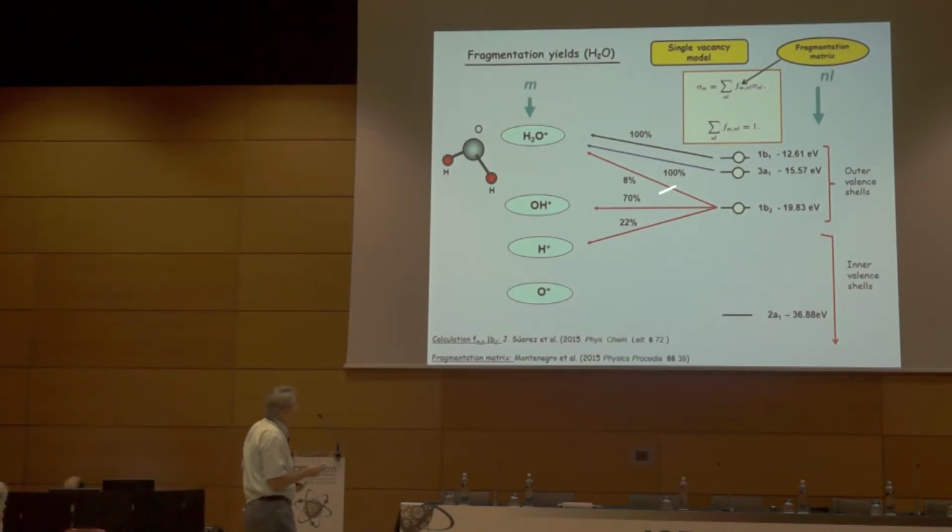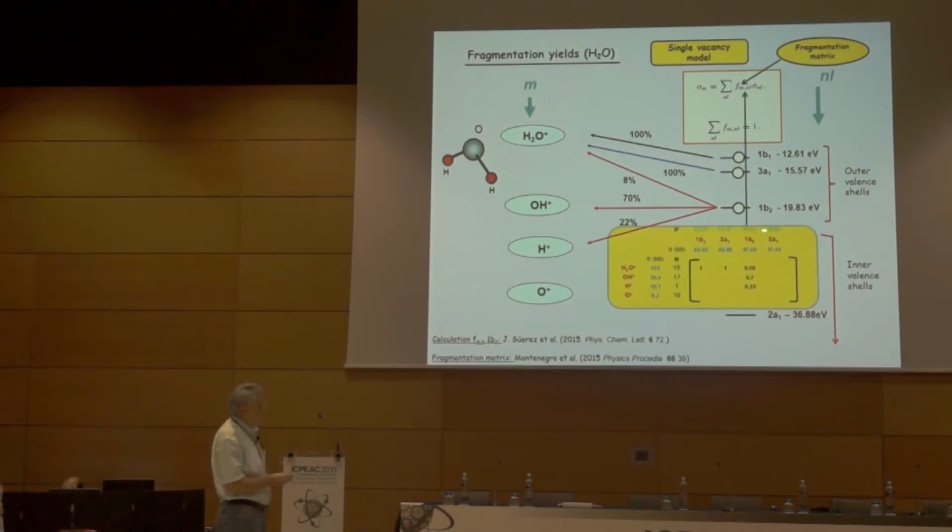And if you assume that this relationship can be done in a linear way, you can find a relationship between the cross-sections for the fragment ion production and the cross-section for the vacancy production through a matrix, which I call a fragmentation matrix. And these numbers can be arranged in the matrix form.